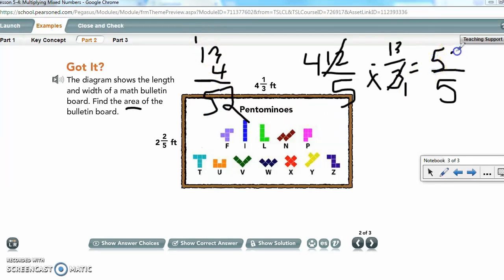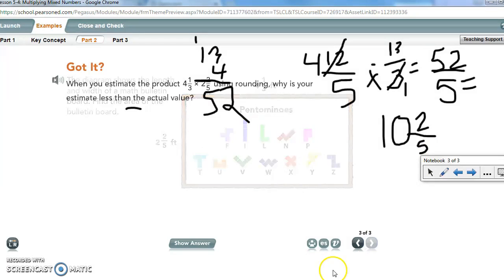Well, how many times can 5 go into 52? I know 5 times 9 is 45. 5 times 10 is 50. And that means I'll have 2 left over from 50 to 52. And my denominator must be 5. So I get 10 and 2/5. Go and copy that down.